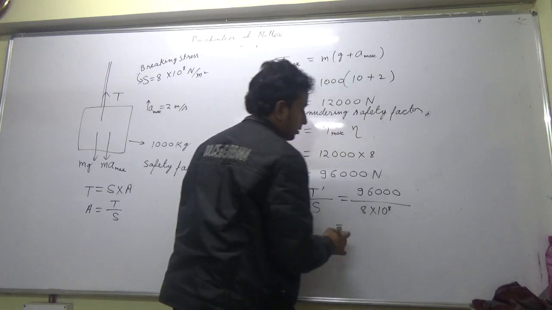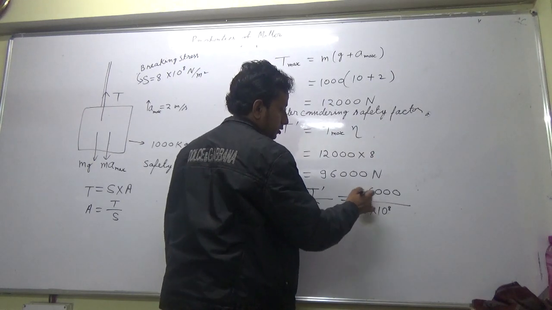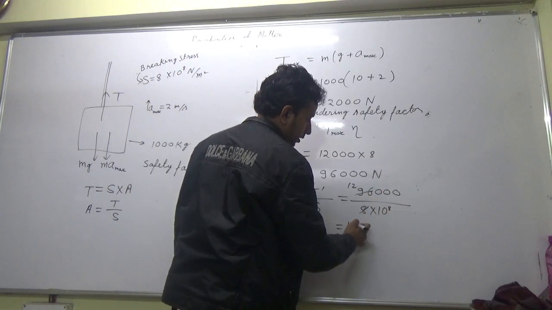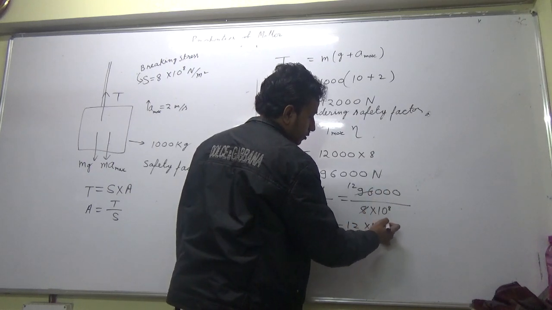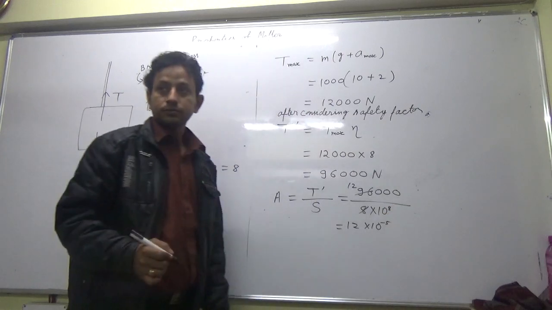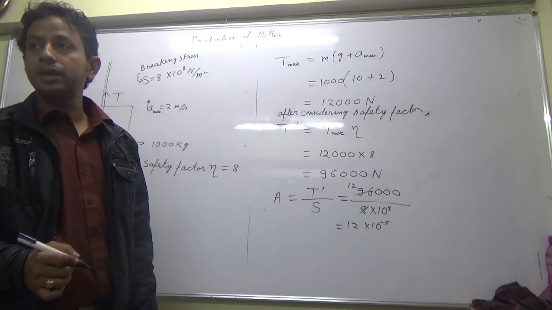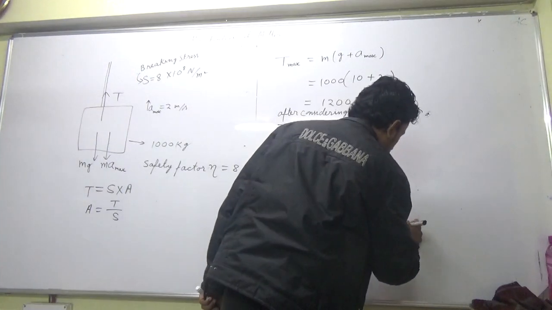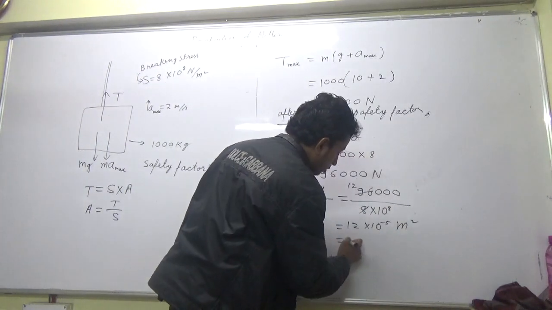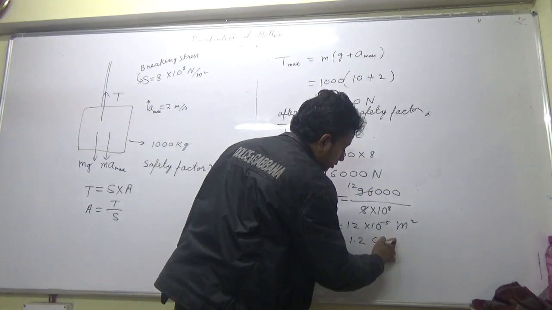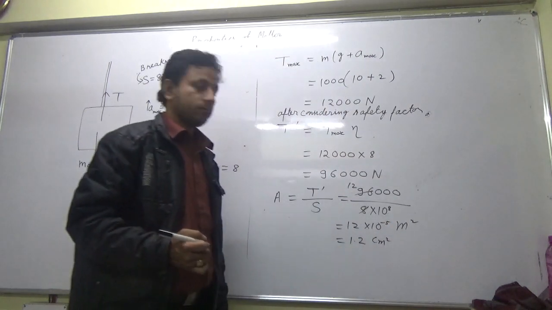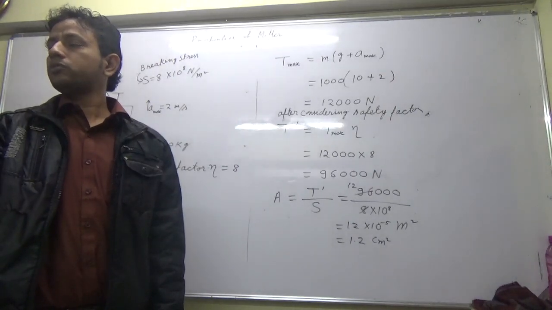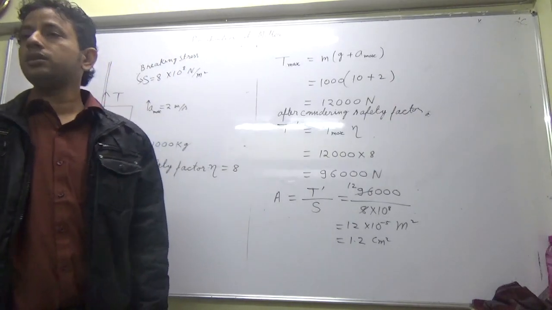ठीक है? कितना होगा? 12 into 10 to the power minus 5. So this is in meter square unit. If we write in centimeter square, then it will be 1.2 centimeter square. So 1.2 centimeter square, this much thick, approximately.